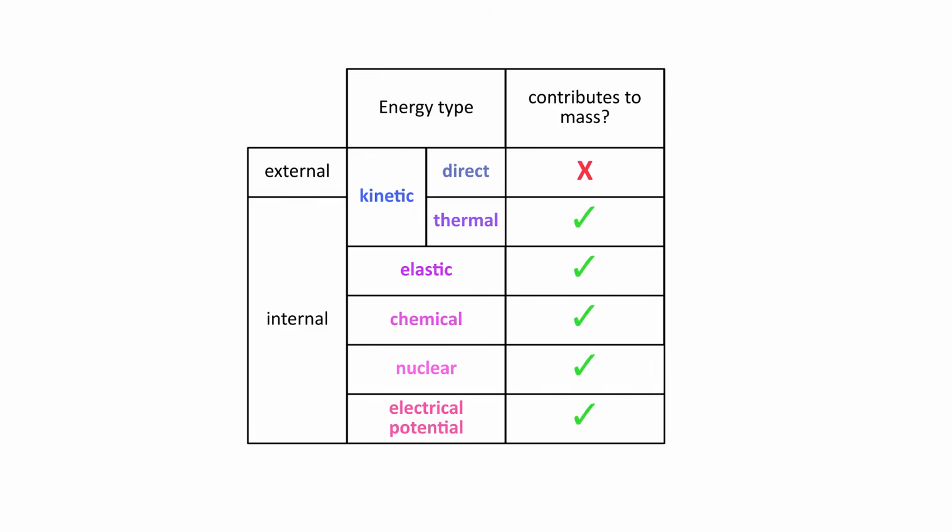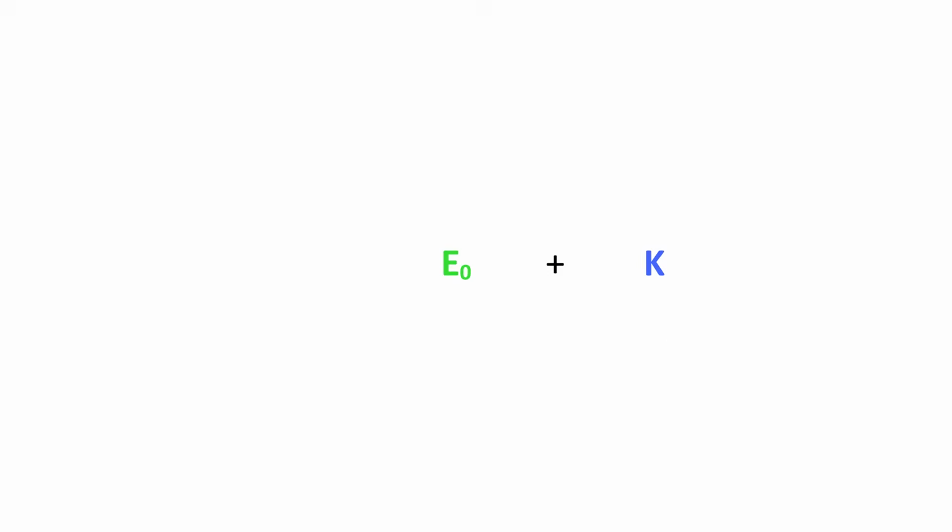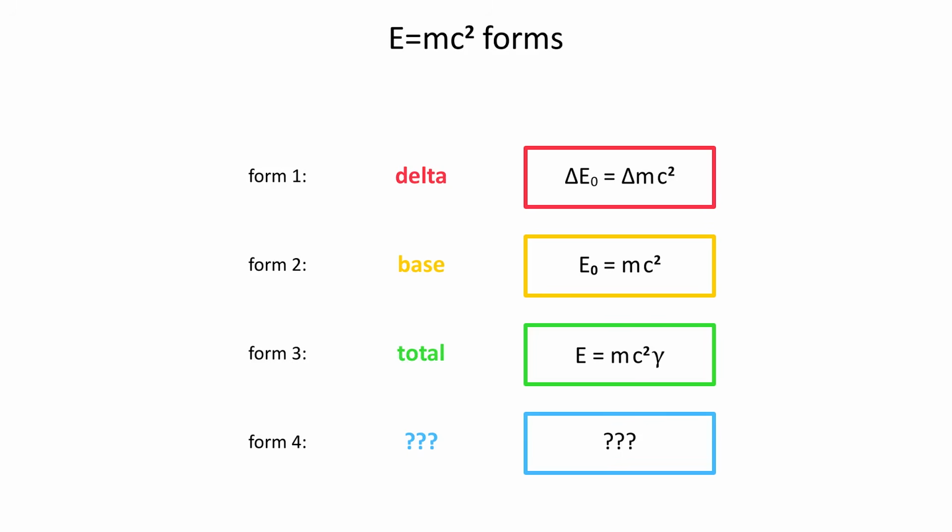So we've now seen mass contributions from pretty much every form of energy. Really, it's only direct kinetic energy that doesn't contribute mass. Or does it? You see, there's actually a sense in which kinetic energy does contribute mass, but to explain that, we need the next equation form. This one will actually be our simplest derivation so far. All we have to do is add together internal and kinetic energy to get total energy. As you can see, the -1 cancels with internal energy, and total energy is simply E equals mc squared times gamma. This is mass energy equivalence equation form number 3.